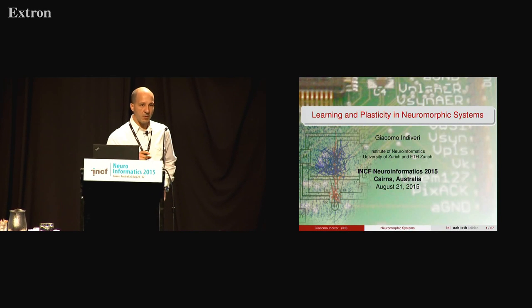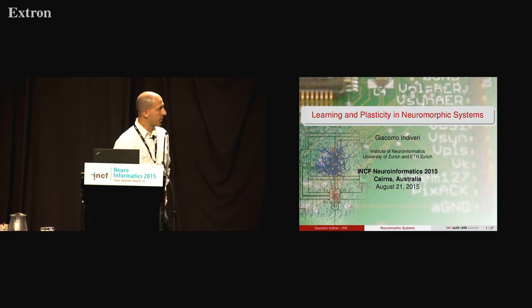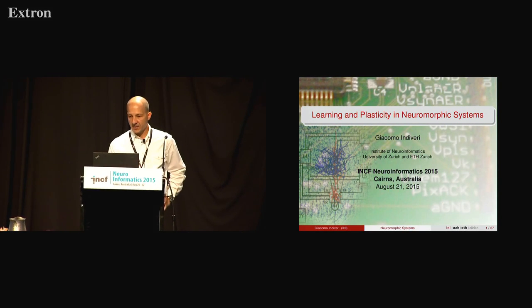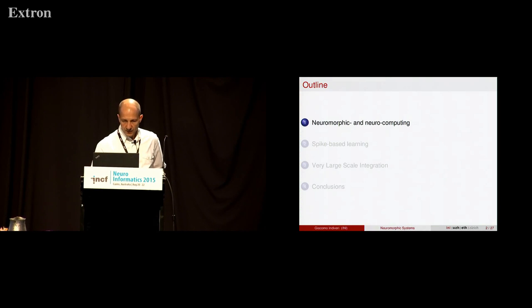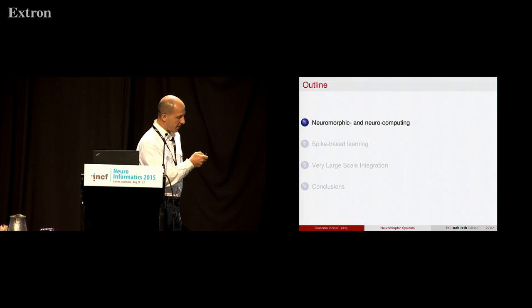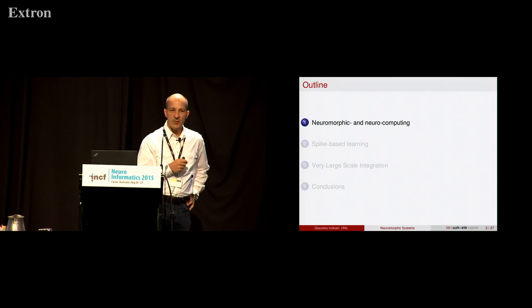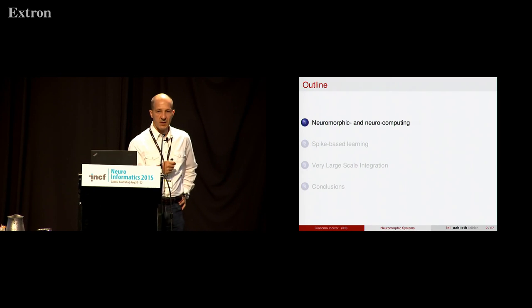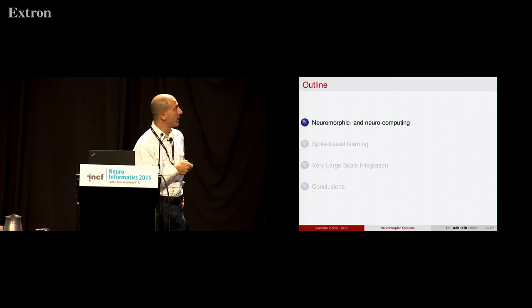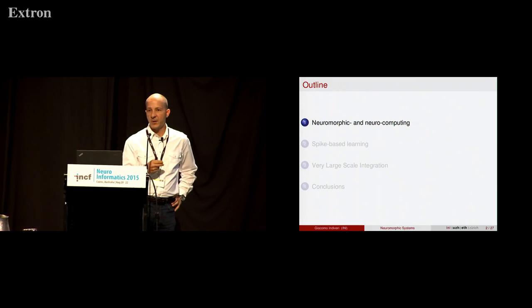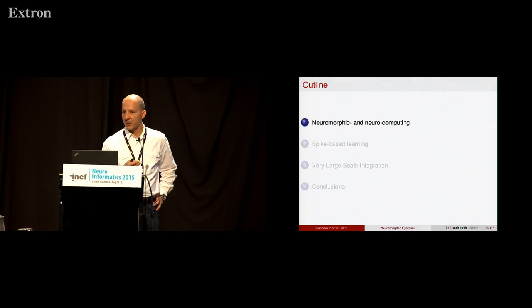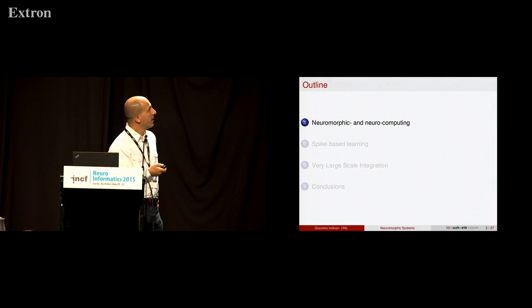I'll focus on, rather than the applications that we saw in the previous talk, more on the science side. I'll start by quickly describing the differences between neurocomputing and neuromorphic, but some of these differences were already nicely described by my previous speakers. Roman was saying how the field of neurocomputing dates back to the early 40s with McCulloch and Pitts, and even to the early 30s.